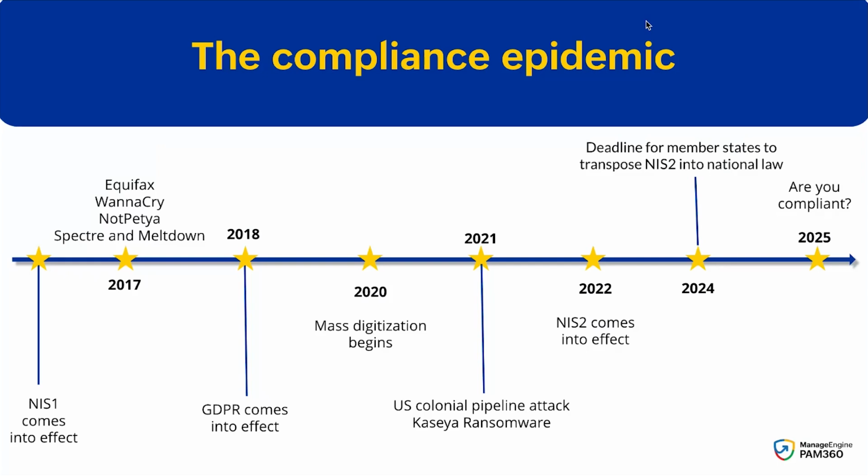Because we saw a series of high-profile data breaches happen back to back throughout the years. Some things to mention are the Equifax data breach, the WannaCry and the NotPetya ransomware that ran wild in 2017, and the Spectre and Meltdown that no one can forget, right? So all of these are incidents that took place in 2017 that put the world in shock.